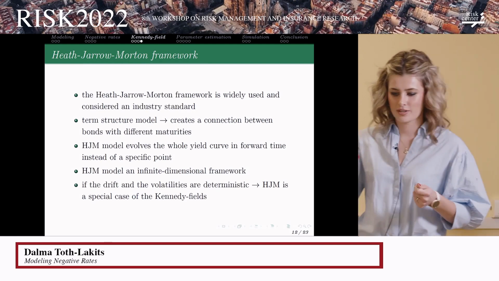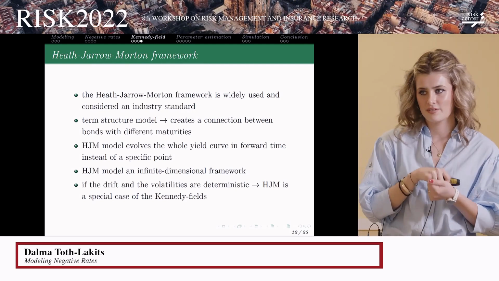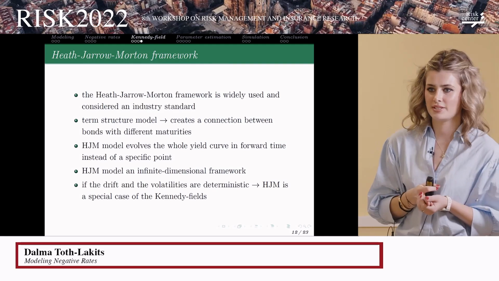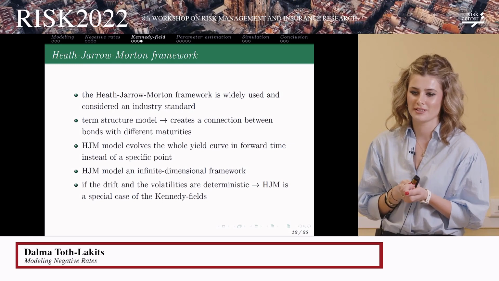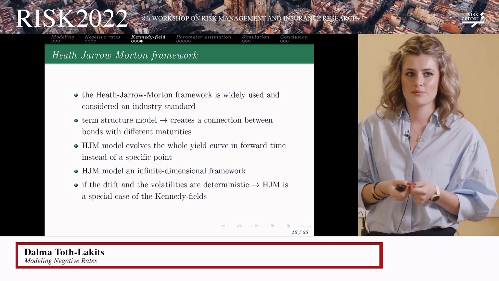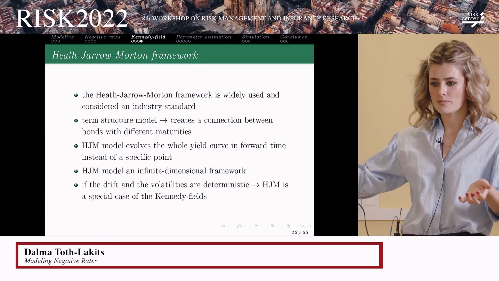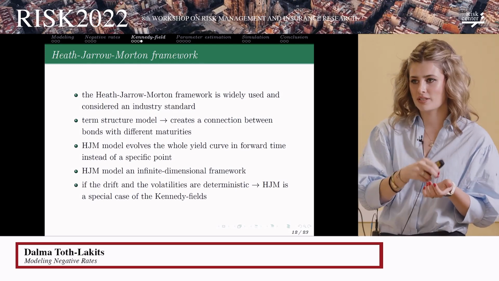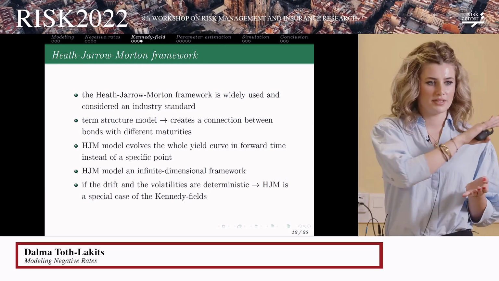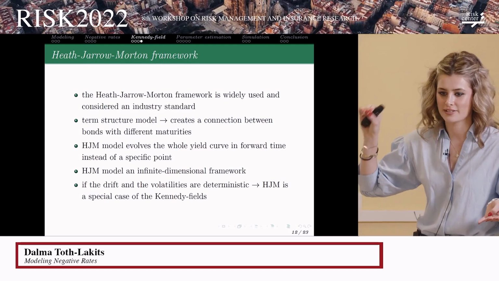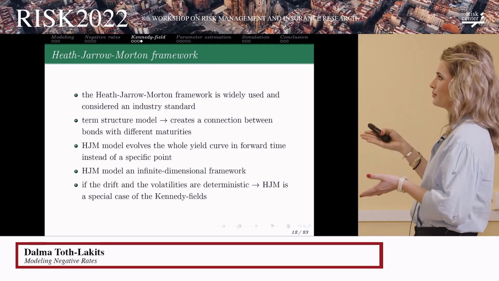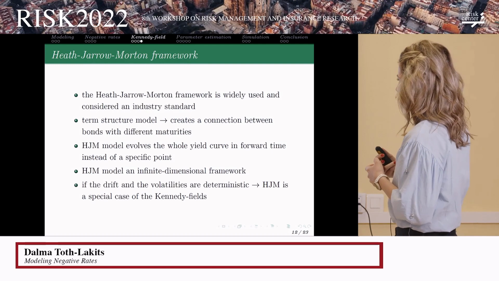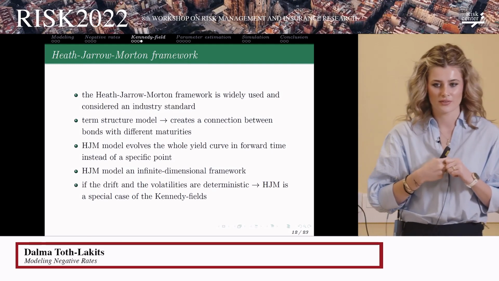And how can this whole framework connect to the industry right now? Some of you may know the Heath-Jarrow-Morton framework, which is a term structure model. What is a term structure model? A term structure basically means that it creates a connection between the bonds with different maturities. So it's not just modeling one point of the yield curve, but it models the whole yield curve at the time. So this is a widespread model in the industry, and it's also an infinite dimensional framework.